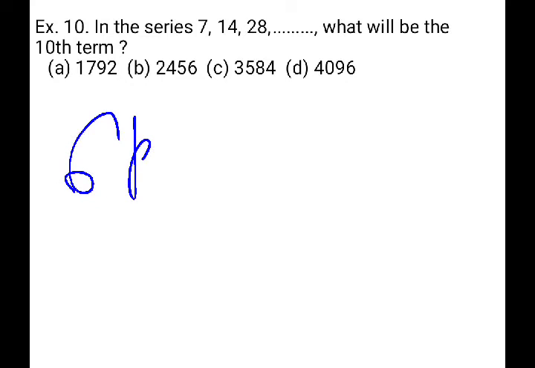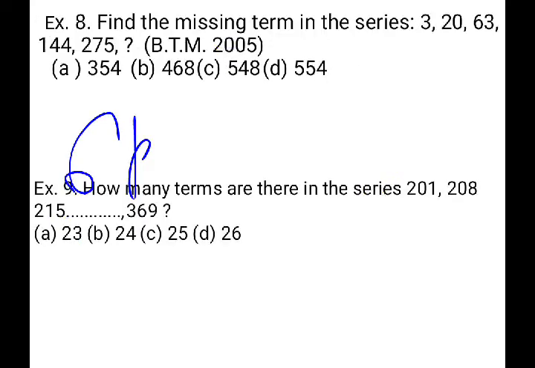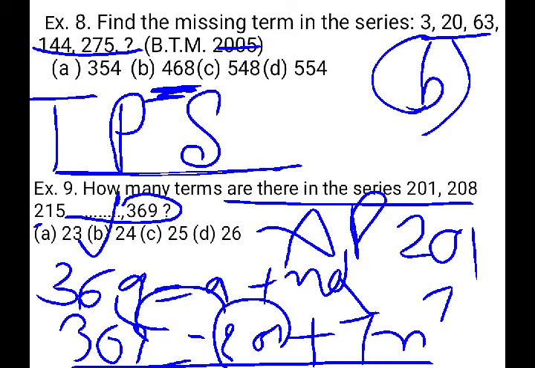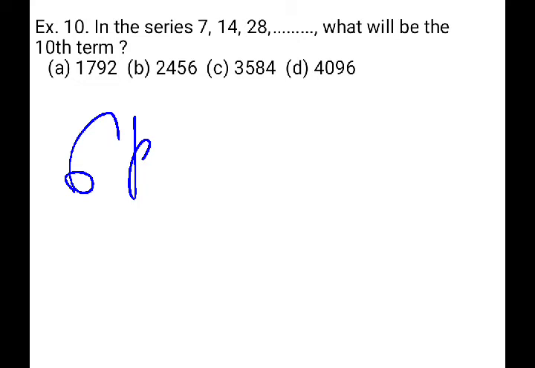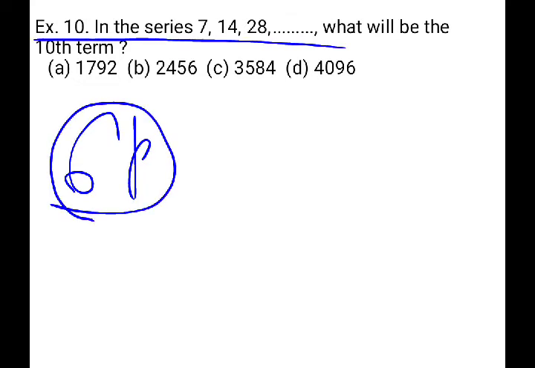In the last form, GP, we will be calling. Now, arithmetic progression consists of multiplication and addition. But in this example 10, which is GP, geometric progression, we will have multiplication and powers.